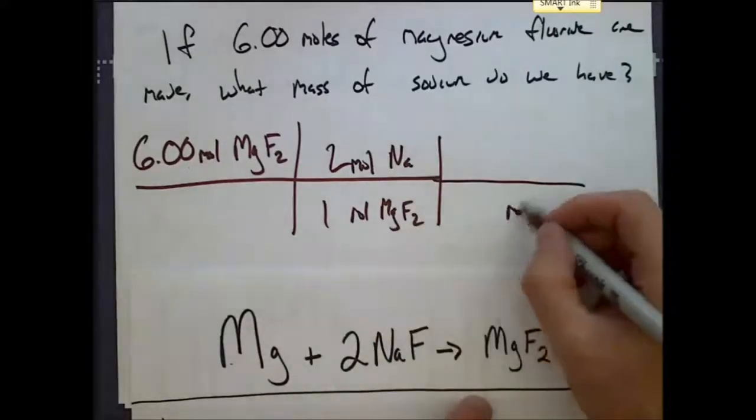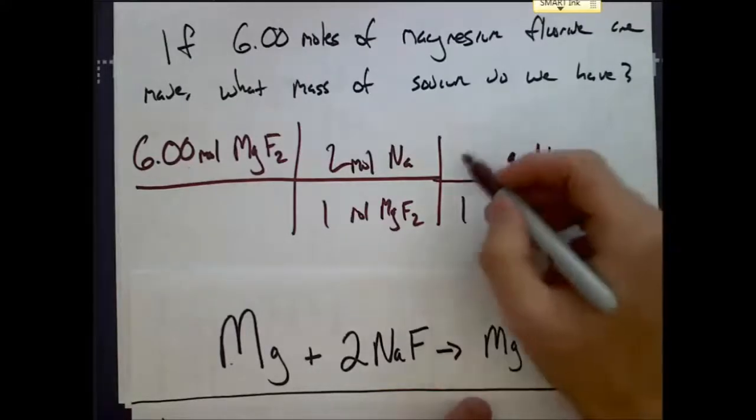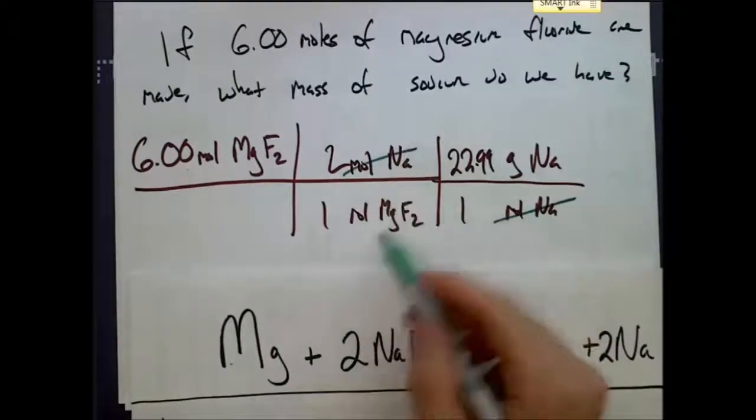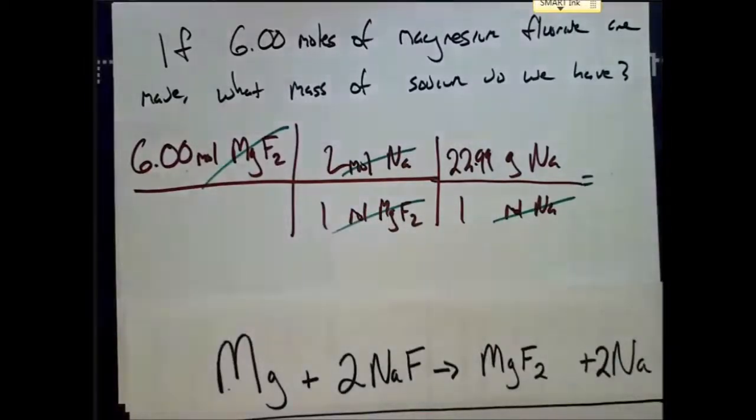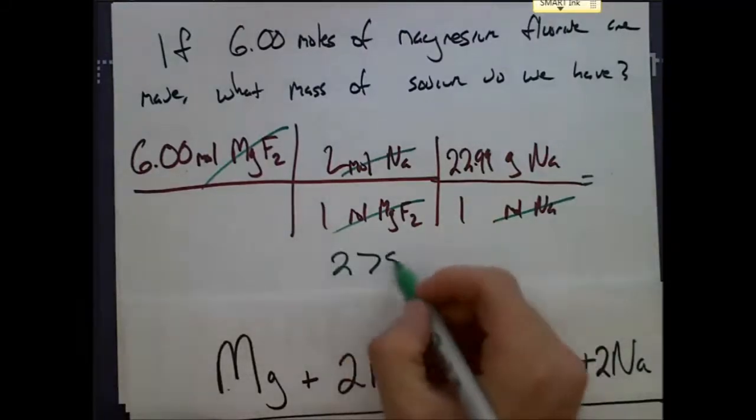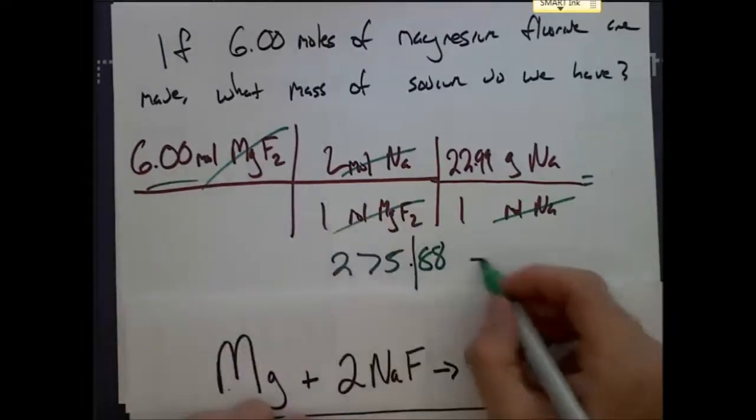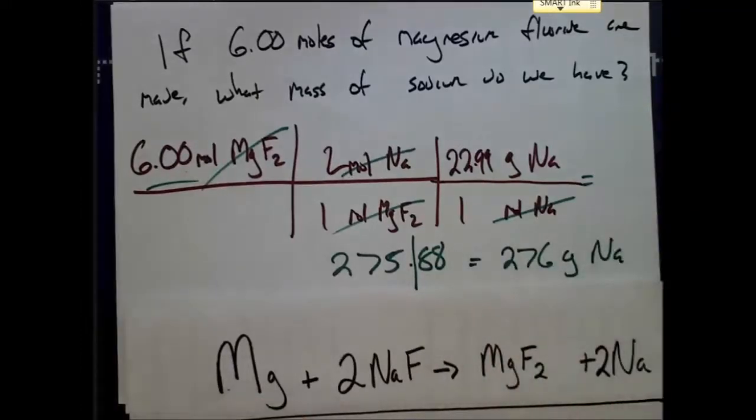Bring down moles of sodium, we want grams of sodium. 1 mole, 22.99. Check and see if everything balances. Moles of sodium cancels, moles of magnesium fluoride cancel. Let's see, we have 6 times 2 times 22.99. Let's find out what that comes out to. Should be 275.88, which due to our 3 sig figs becomes 276 grams of sodium.